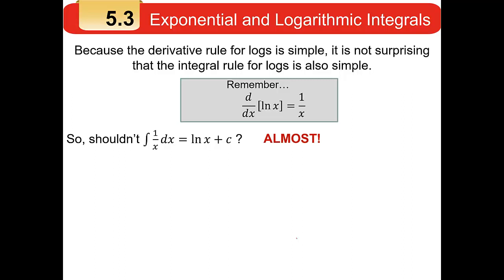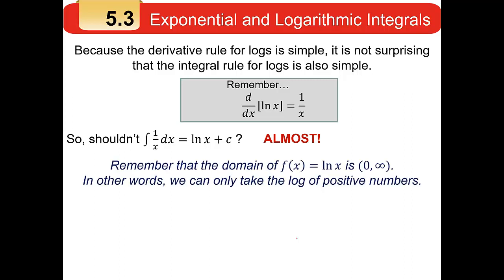And that's almost right. There's just one other factor going on here that you have to account for, and that is the domain of the natural logarithmic function is the positive real numbers. You can't take the log of 0 or negatives. So you have to adjust for that in that formula so that you can never take the log of a negative or 0.